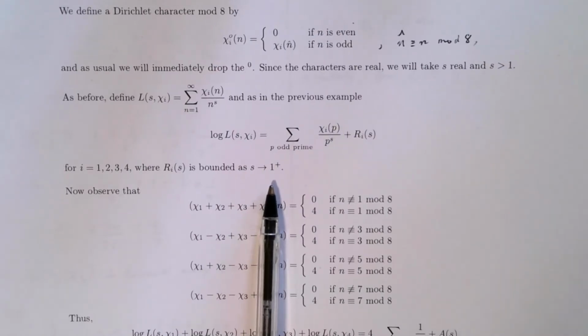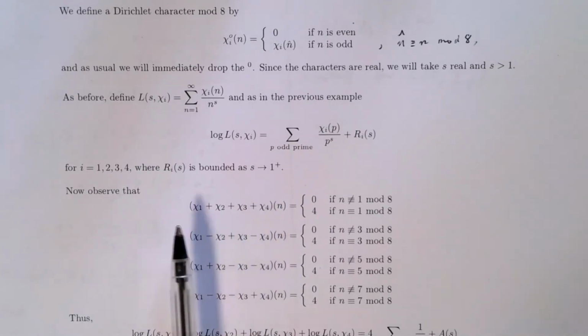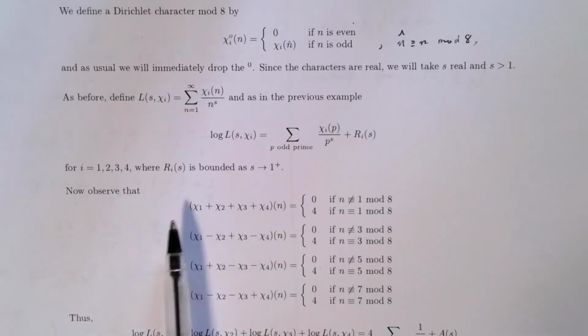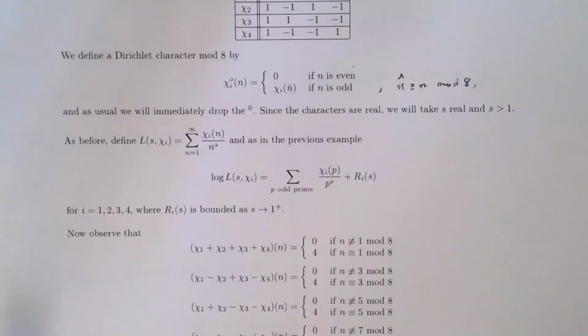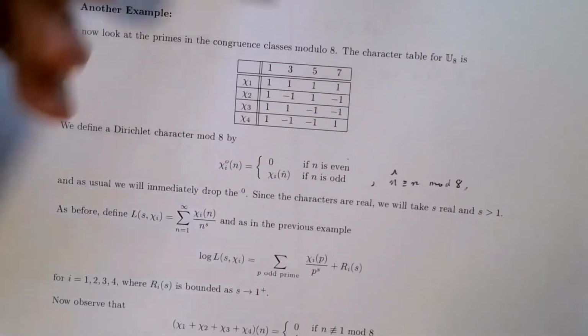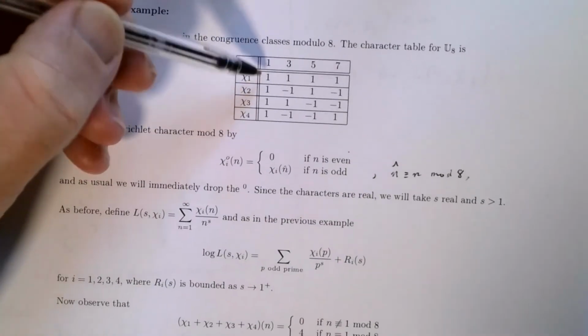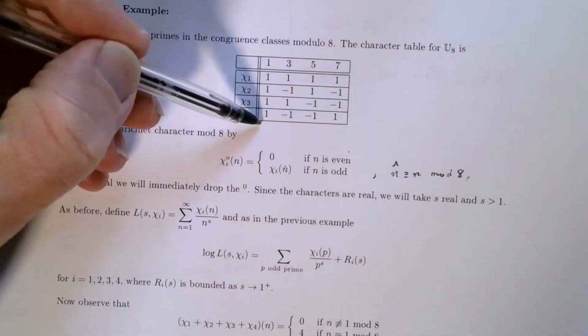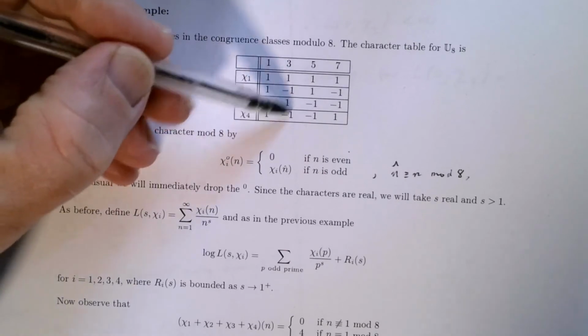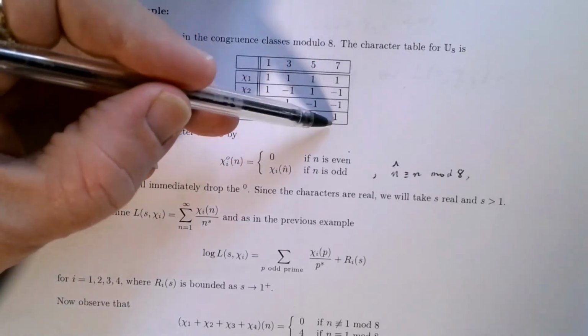Now, what we want to do is pick out the primes that are 1 mod 8, the primes that are 3 mod 8, 5 mod 8, and 7 mod 8. And to do that, we simply observe that, firstly, if I add the characters together, looking down the rows, if we come back to here for the moment, if I look at adding the characters, then along here, if I add these four numbers, I get 4. If I add those, I get 0. Add those, you get 0. Add those, you get 0.